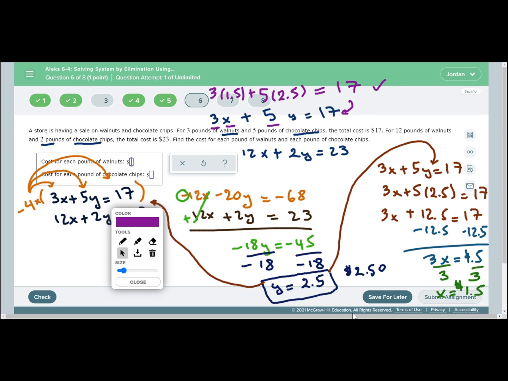Walnut, x is the walnut, is $1.50. And chocolate chips is $2.50. Check.